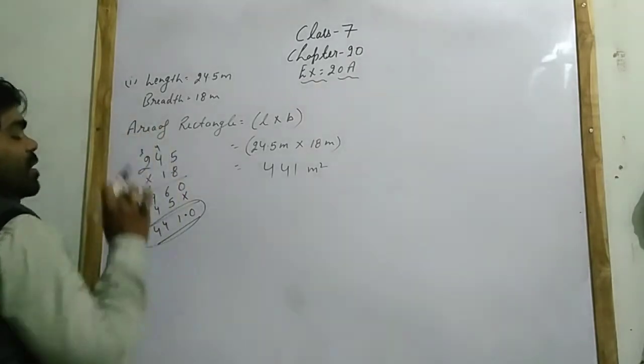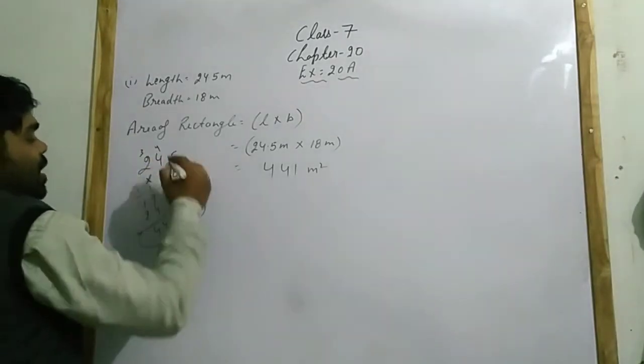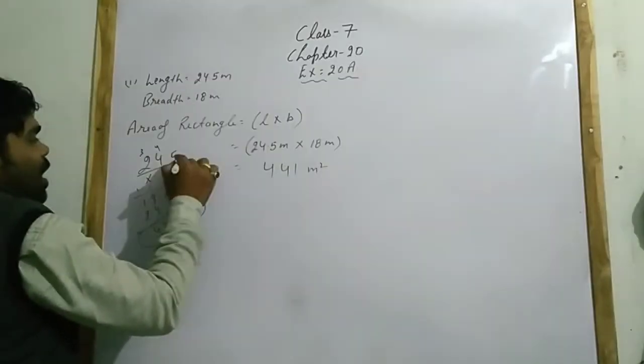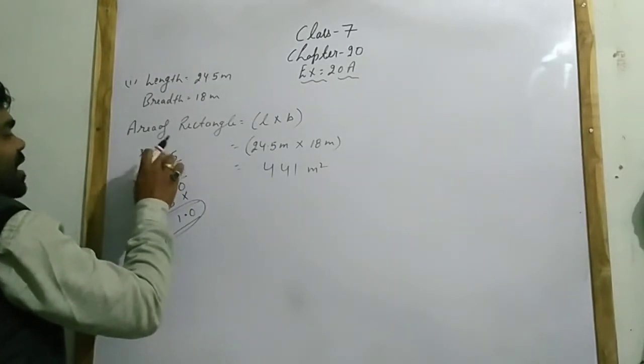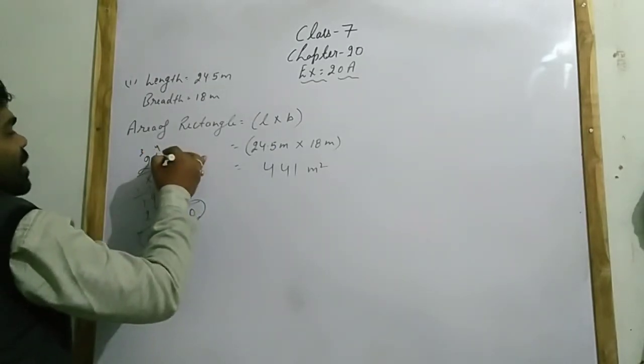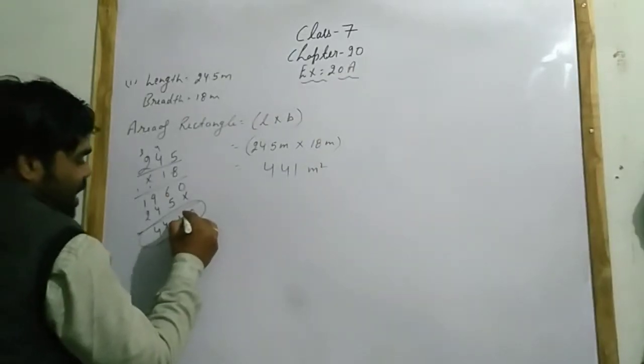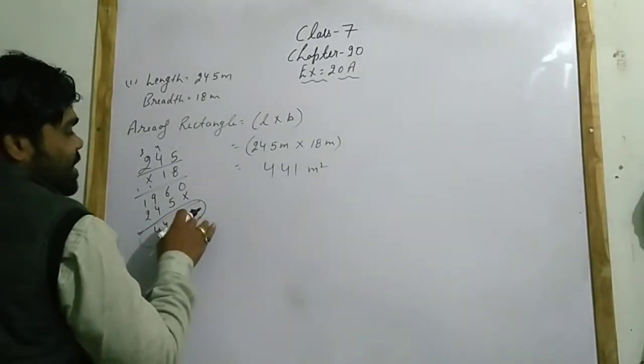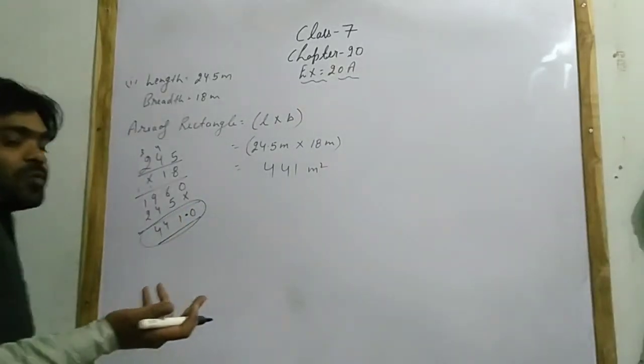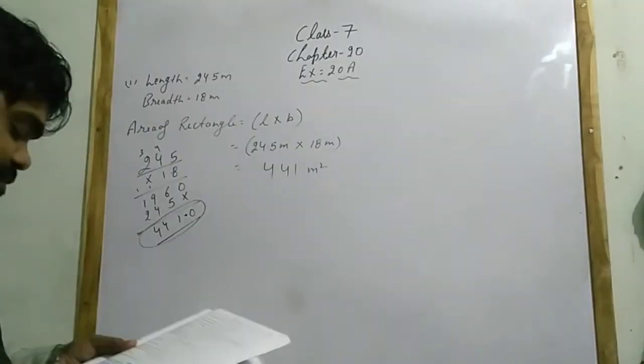There is no need to write decimal. From here, how many digits after which there is a decimal? After 1 digit. Then we will write here 1 digit decimal and here it is 0. So we don't need to write the 0 here, right?